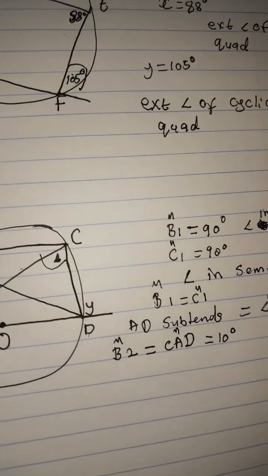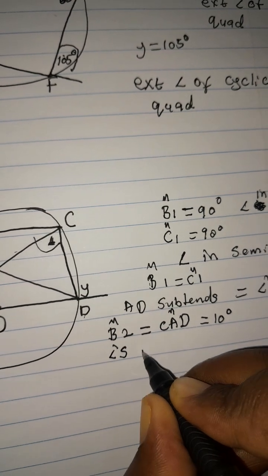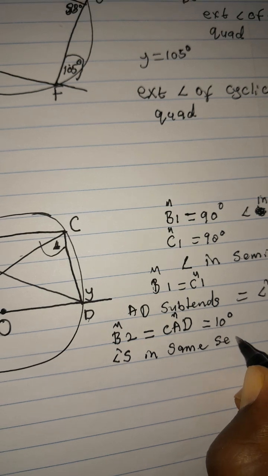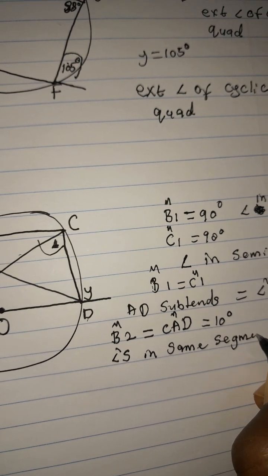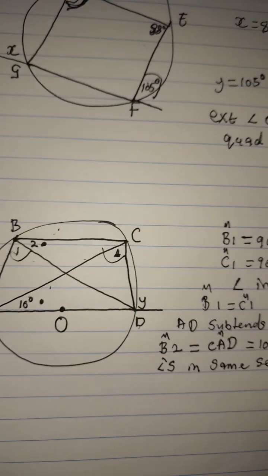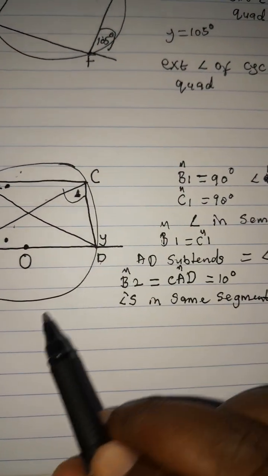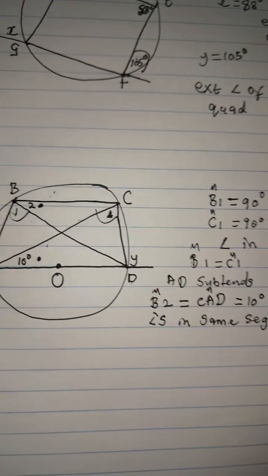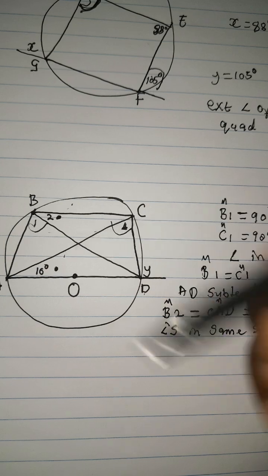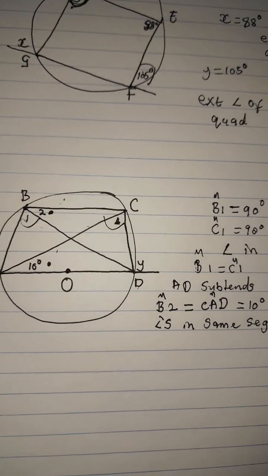So when you write your reason, you are going to write angles in the same segment. Yes, angles in the same segment. I hope, guys, we are winning. That's very essential. We said that it's also 10 degrees here. The big question, are we done? No, we are not done.